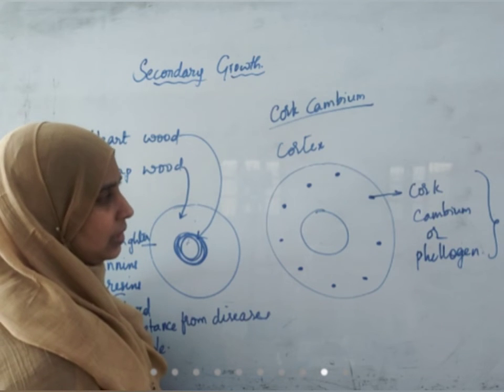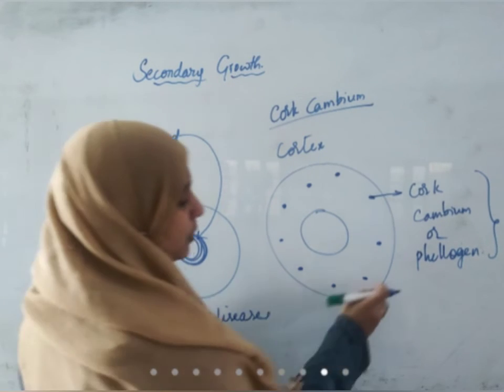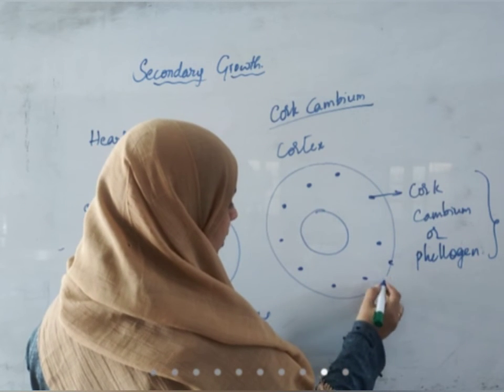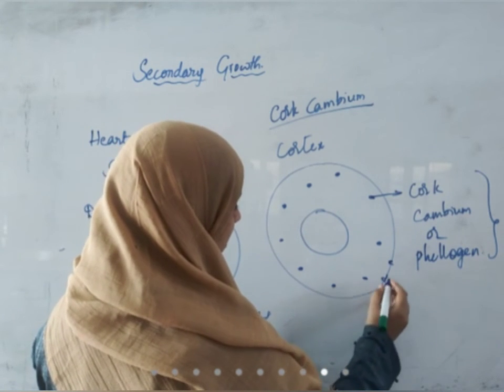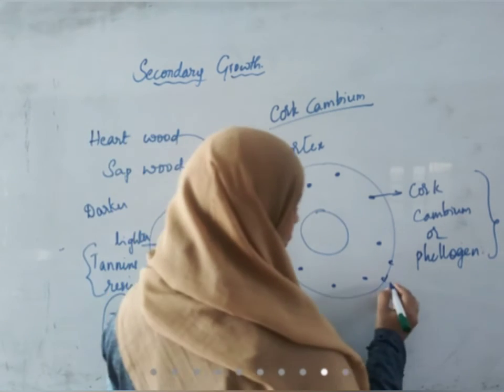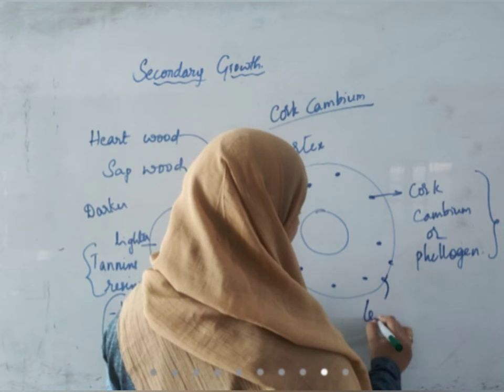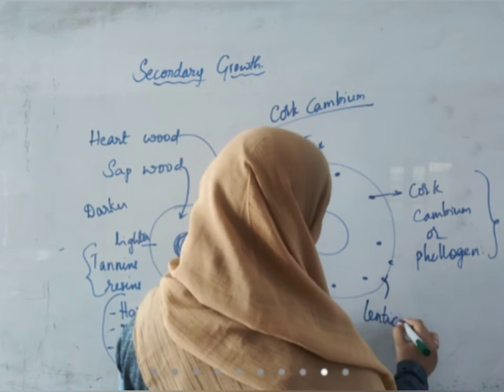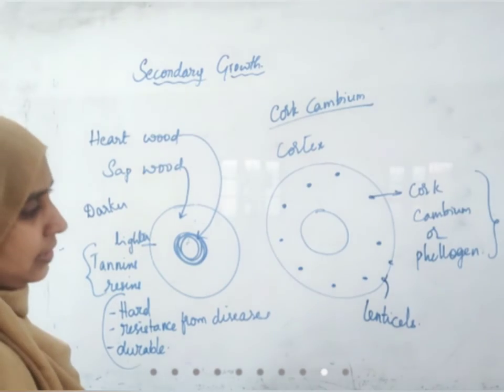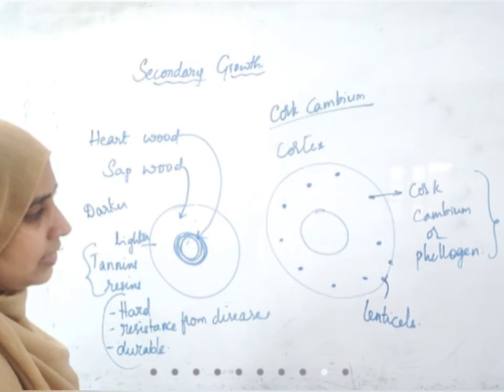Sometimes it forms small breaks in the epidermis also. This cork cambium causes small breaks in the epidermis for the exchange of gases. These small openings are called lenticels, because they have a lens-like appearance. What is the use of lenticels?